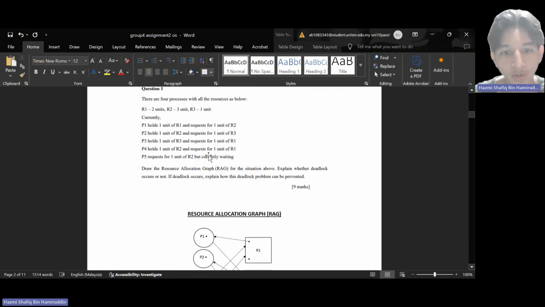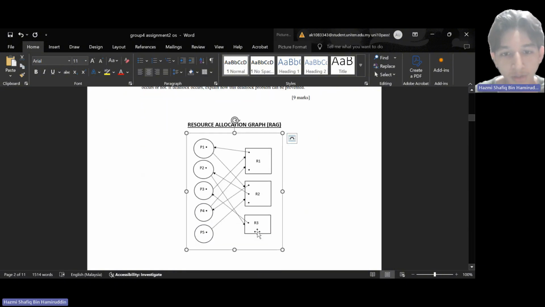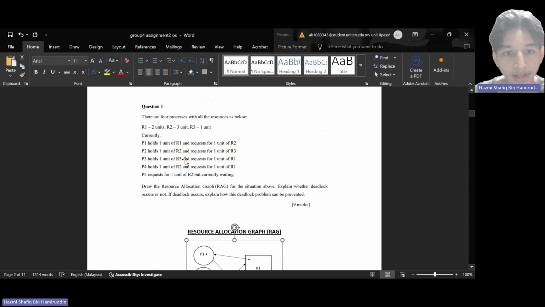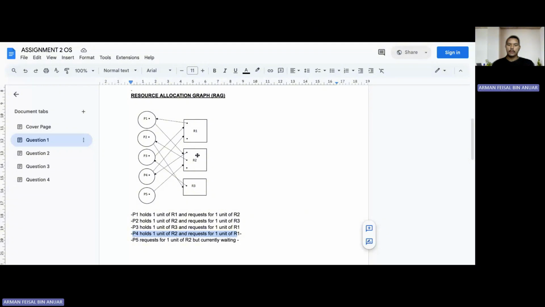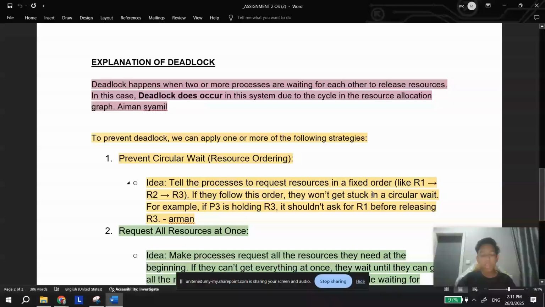And then P3 holds 1 unit of R3 and P3 requests 1 unit of R1. P4 holds 1 unit of R2 and requests 1 unit of R1. P5 requests 1 unit of R2 but is currently waiting.